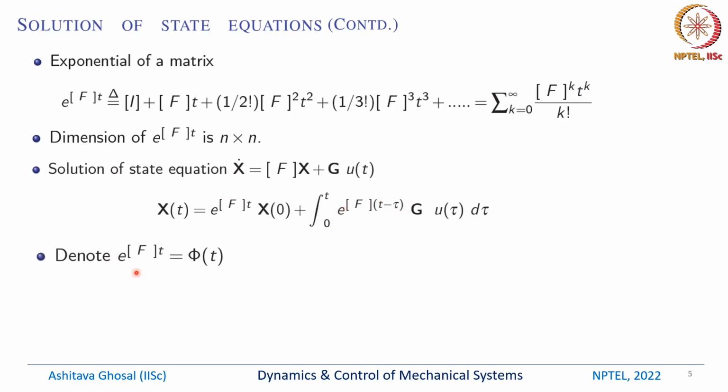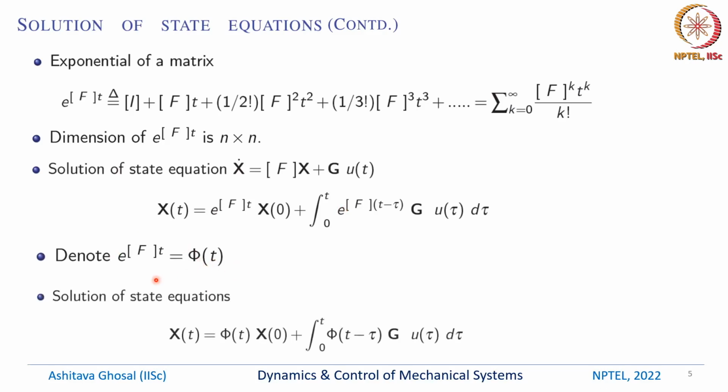We will denote e to the power ft as phi of t, capital Phi of t. So the solution of the state equations can also be written in terms of phi of t, which is nothing but x of t equals phi of t into x0, plus the integral from 0 to t of phi of t minus tau G u(tau) d tau. Okay, so phi of t is an n by n matrix.